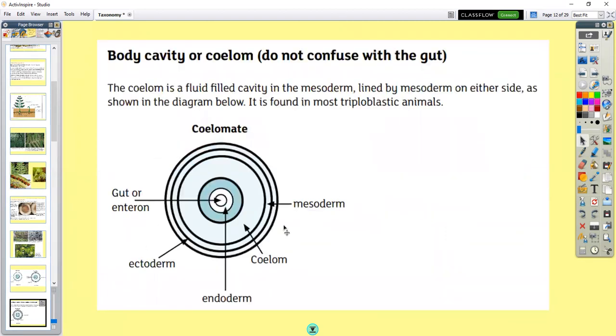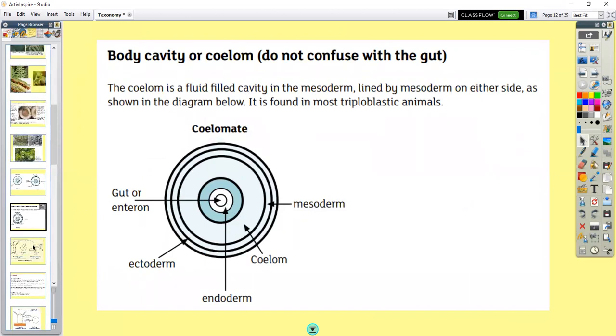Some of these triploblastic structures may be what is called coelomate, or they have a body cavity or a coelom. It's not the gut. It sometimes is found inside the mesoderm. It's a fluid-filled cavity, which again is found in triploblastic animals, or mostly found in triploblastic animals.